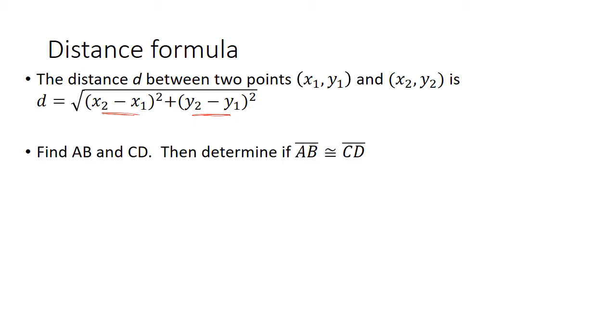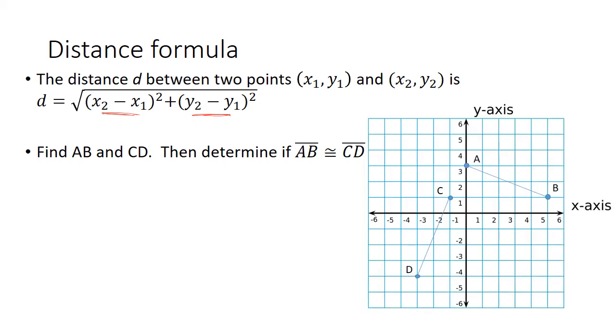So let's find AB and CD, and then decide if they are congruent. The way we'll know they're congruent is if they have the same distance. So we're going to use the distance formula twice here. First, we're going to do AB. So we're looking for the distance of AB. A is this point here, which is at 0, 3. B is here, which is going to be at 5, 1.